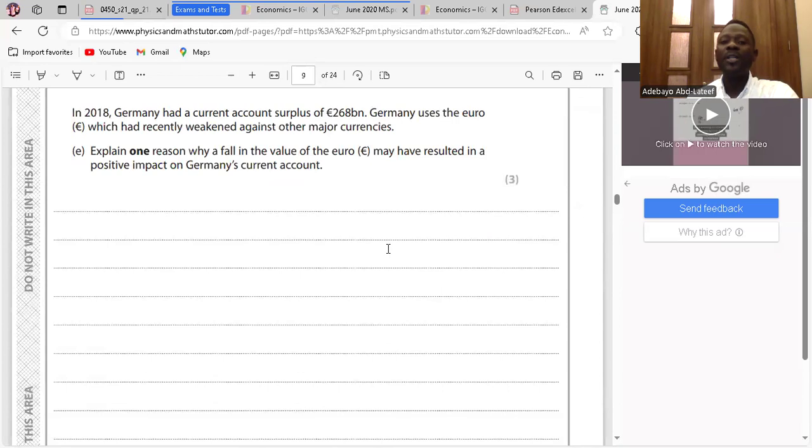State one reason why a fall in the value of the euro may have resulted in a positive impact on Germany's current account. A fall in the value of the euro used by Germany would mean that Germany will become internationally competitive, as the price of exports becomes cheaper because fewer foreign currencies will be needed to buy euros. Exports increase more than imports. This may result in a current account surplus. Clear? Is it clear, sure? Yes. Okay.